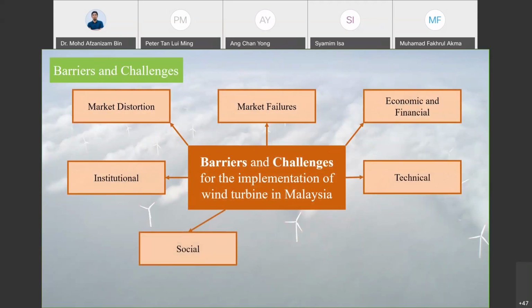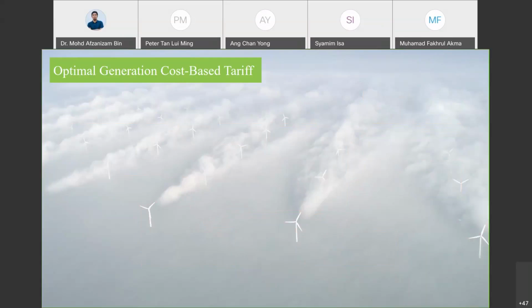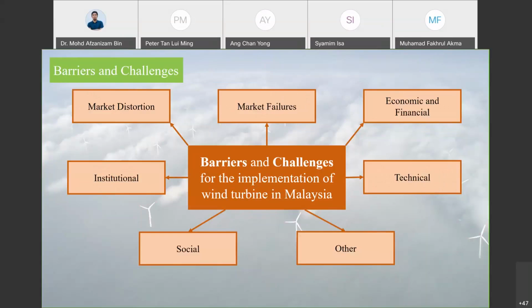So now I would like to present about the barriers and challenges for the implementation of wind turbines in Malaysia. There are some barriers or challenges for the implementation of wind turbines, which include market failure, market distortion, economic and financial, institutional, technical, social, and others such as unsupportive government policies. These challenges mostly concern the investment and capital costs and even the lack of technical skill and knowledge for wind turbines. Next.